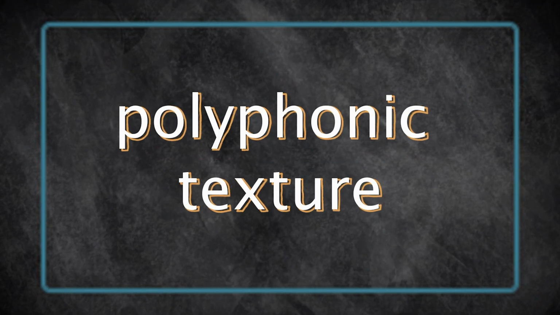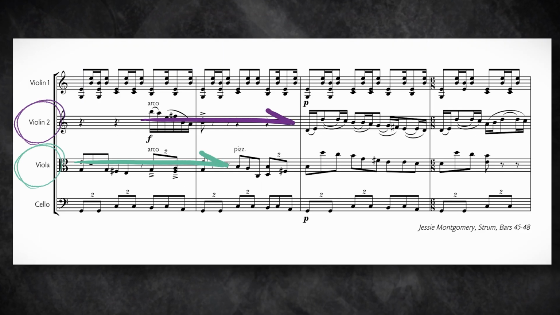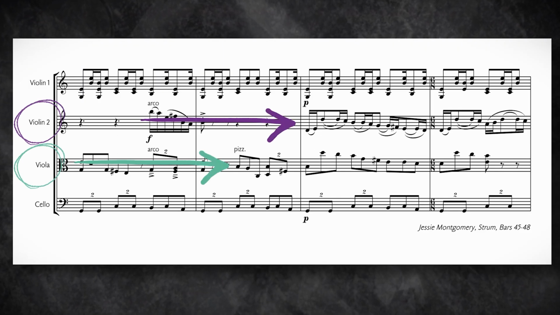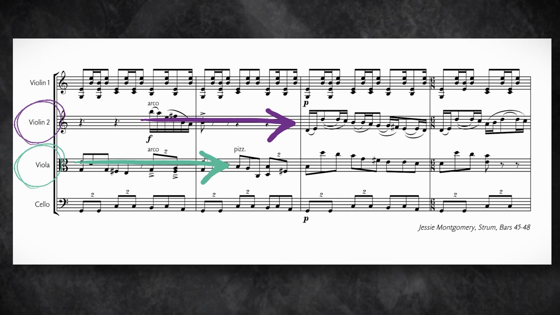Another type of texture is called polyphonic texture. And polyphonic textures usually have multiple melodies weaving in and out of each other. The melodies move at different times and often the different melodies are equally important. There isn't just one main tune and the rest supporting. There's lots of different ways composers use polyphonic textures. How many independent melodies can you identify in this example?